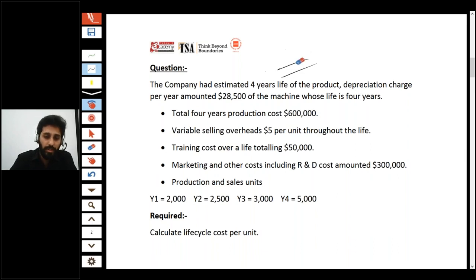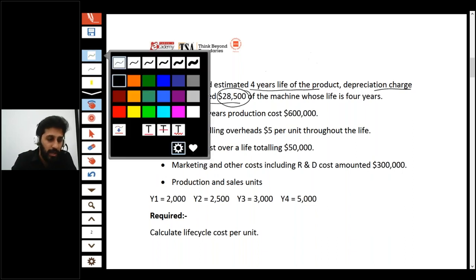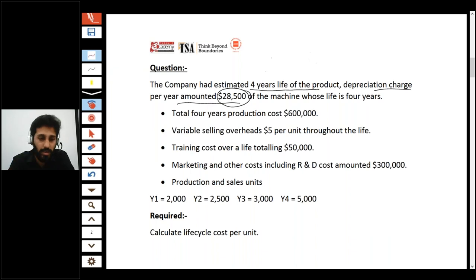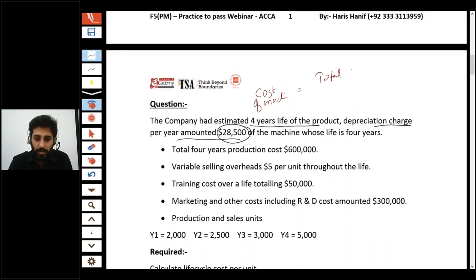Now, see what the question is here. The company has estimated 4 years life of the product. Depreciation charge per year is 28,500. One question which students ask me is whether we need to take the depreciation. The answer is yes. If you are given the cost of machine, that is total cost divided by life, and that is how you calculate depreciation.